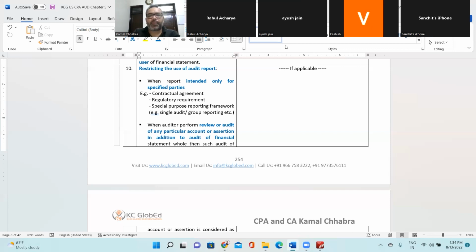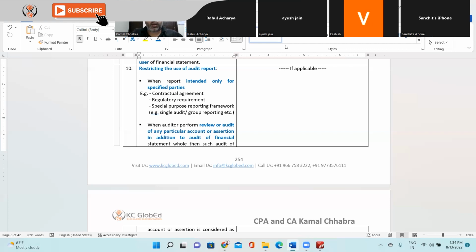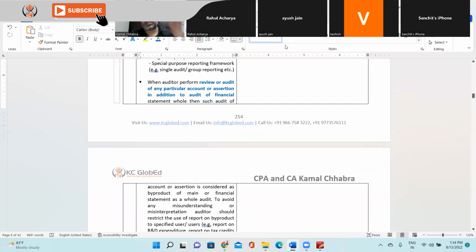Now, when the auditor performs a review or audit of any particular account or assertion in addition to the audit of the financial statements as a whole, then such an audit of an account or assertion is considered a byproduct of the main financial statement audit as a whole.